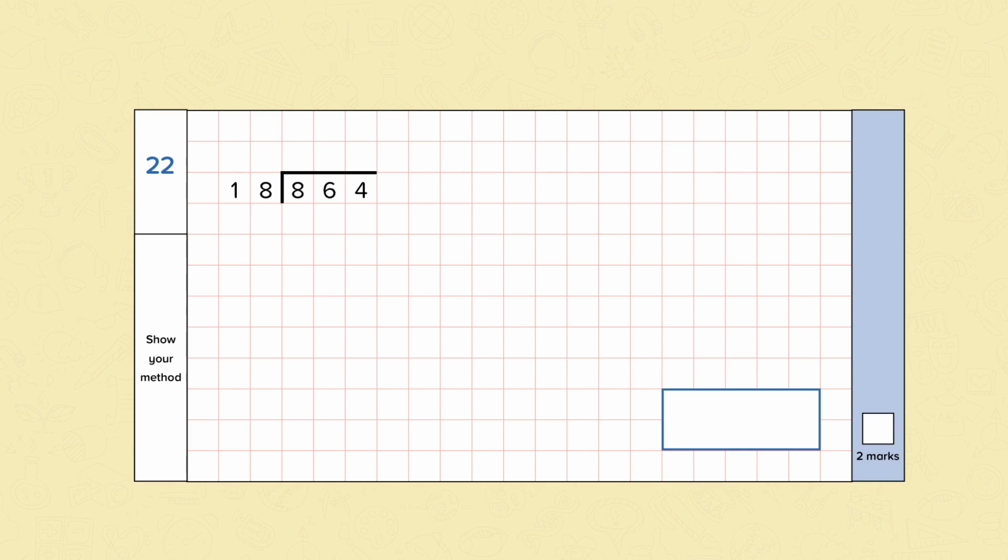We are trying to find out how many lots of 18 there are in 864. 0 lots of 18 go into 8, so write a 0 above the 8. Now we're looking at how many lots of 18 go into 86. 1 lot of 18 is 18.